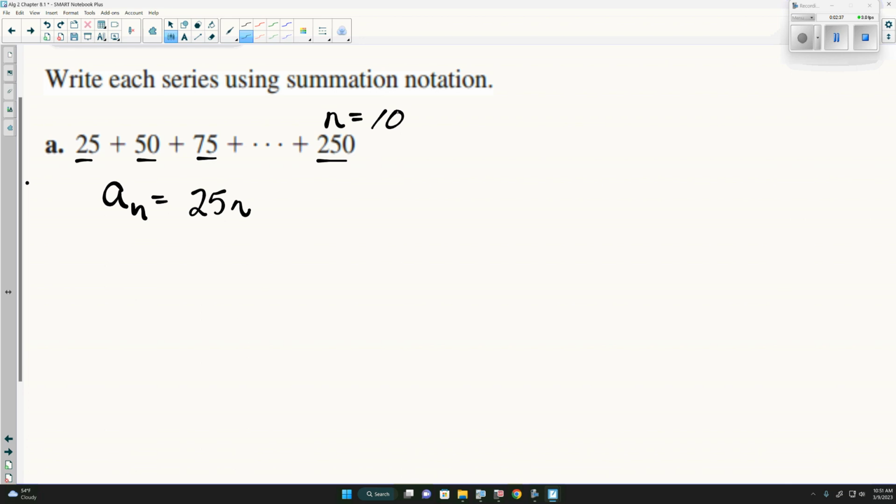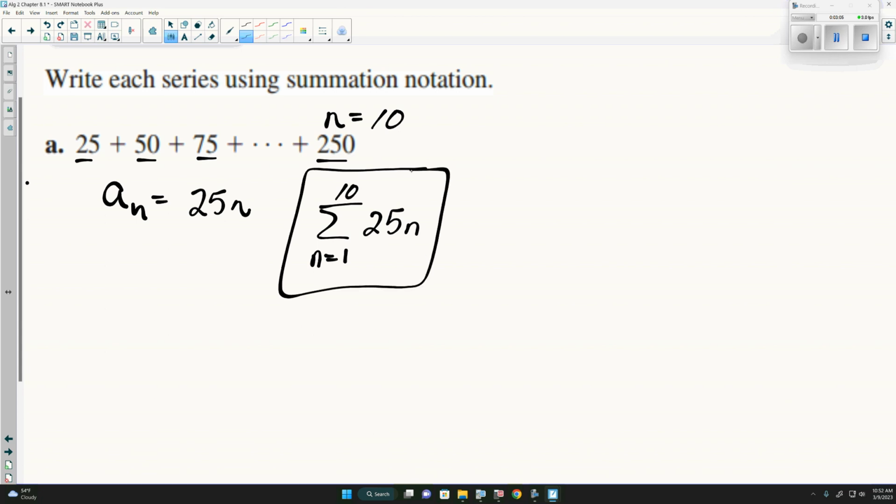And to write it in summation notation, first thing we would write is this here. On bottom, we can say n is equal to 1 because we're starting with our first term and we're going to the 10th term. And what we'd write next to it is the rule, which would be 25n. That's it. That is it in summation notation. So the big thing with summation notation is finding the rule, because once we find the rule, we just set it up. Questions on any of this here?